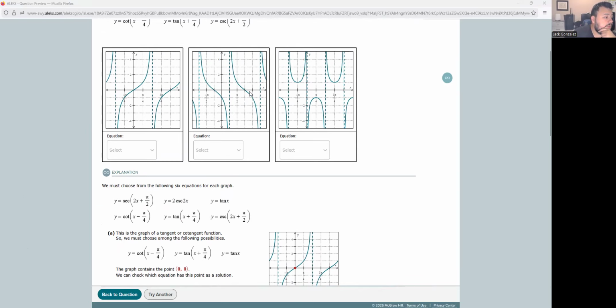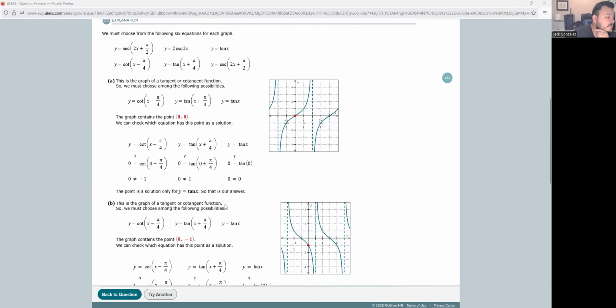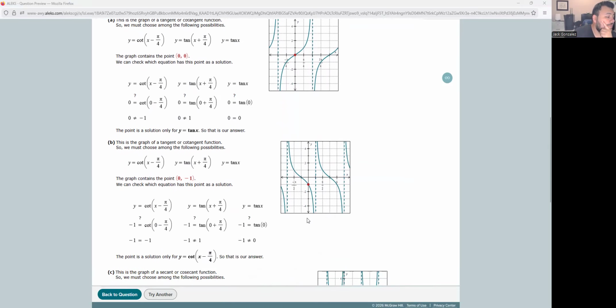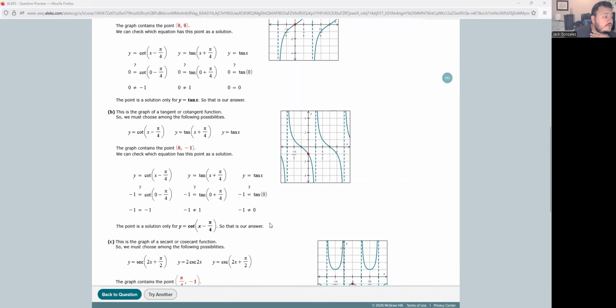We have a zero at, looks like 3 pi over 2. No, what is that? I can't read that. 3 pi over 4 right here. So plug in numbers and see if you get it. (0, -1) is one that they use for part B. That helped them rule out quite a few questions.